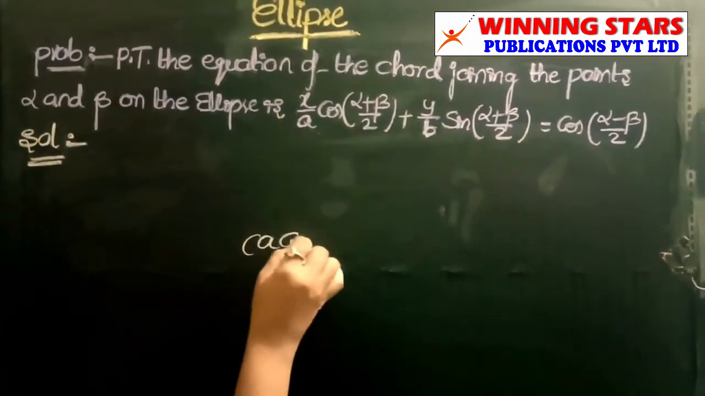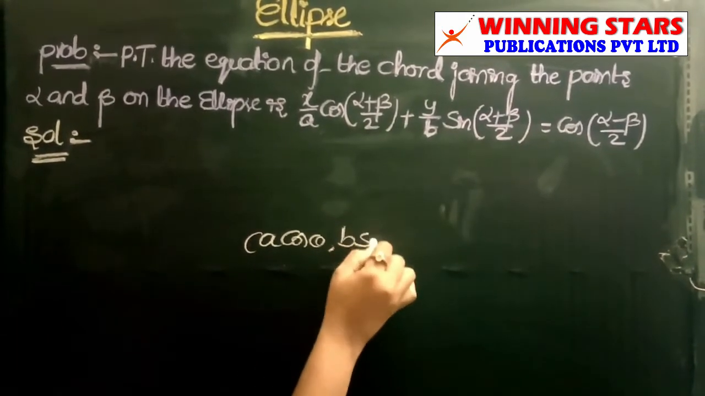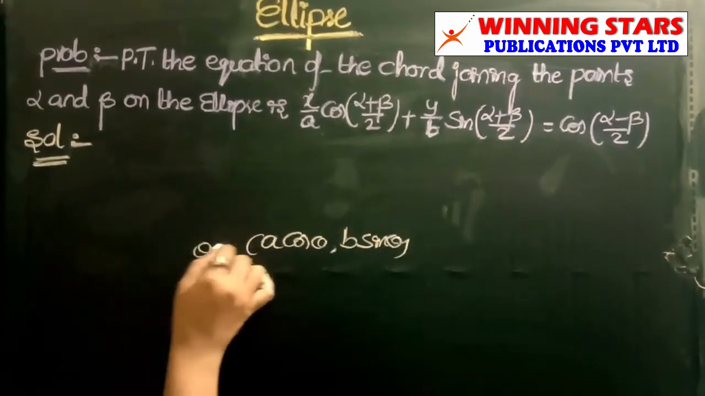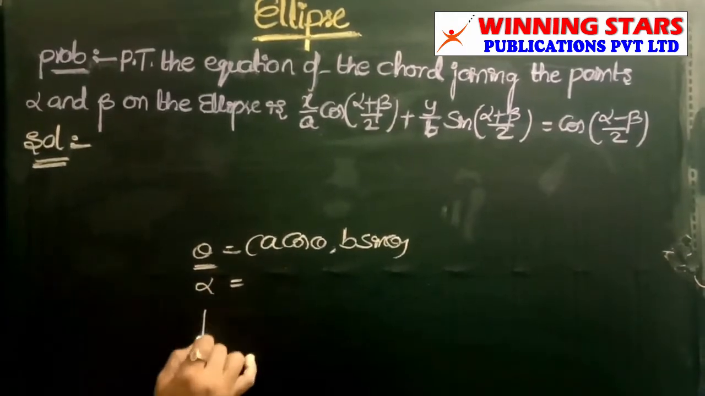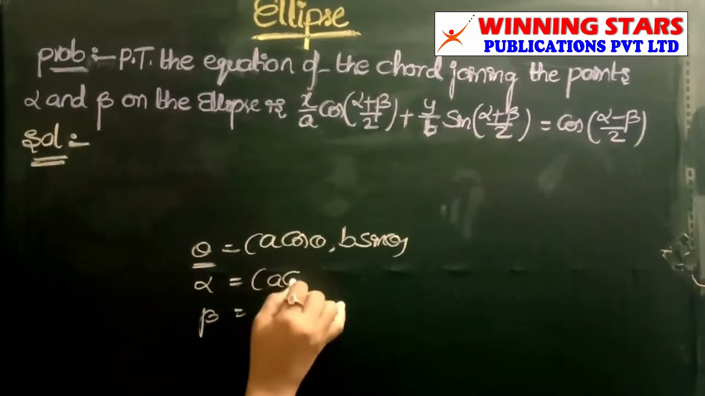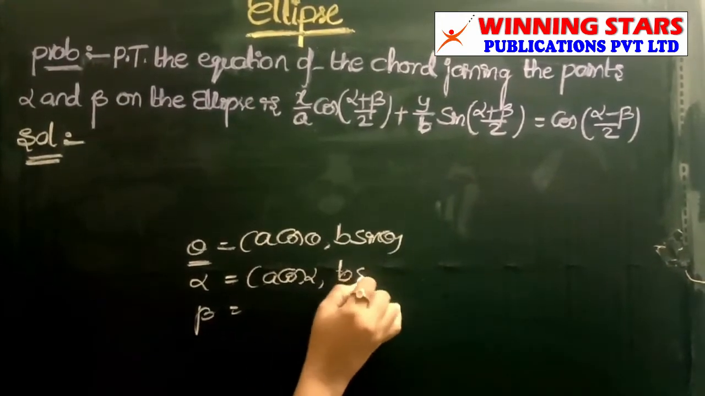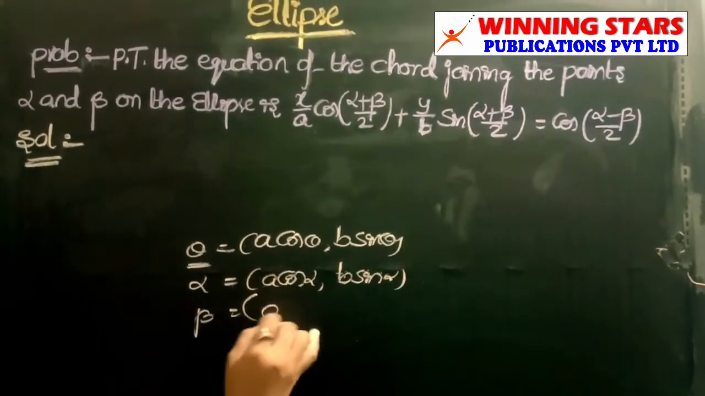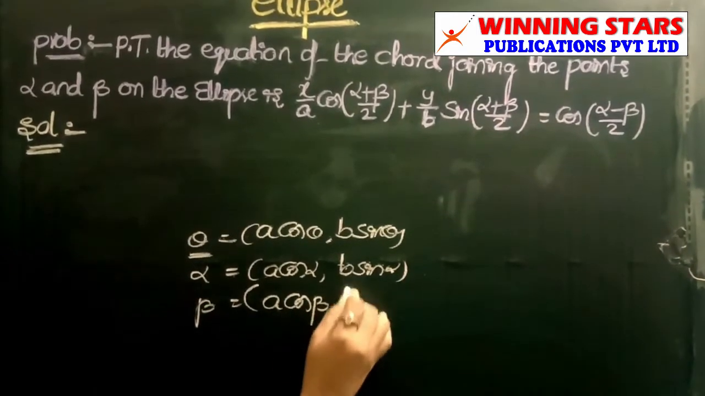Already we know that any point on the ellipse is taken as a cos theta comma b sin theta, and this is taken as the point theta. But here given that the points are alpha comma beta. So what are the coordinates of alpha comma beta? Alpha is a cos alpha comma b sin alpha, and the coordinates of beta is a cos beta comma b sin beta.